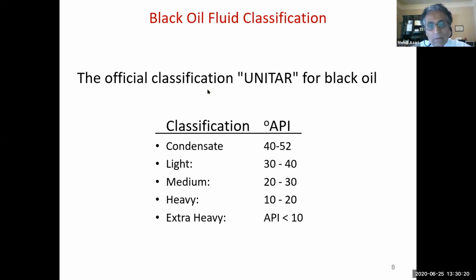There's another classification for black oil, and condensate is 40. Let me bring it here. Condensate is between 40 to 52. Light oil is 30 to 40. Medium is that. Heavy oil, look at 10 to 20. Extra heavy, now look at this one. Extra heavy oil could have an API gravity of less than 10.